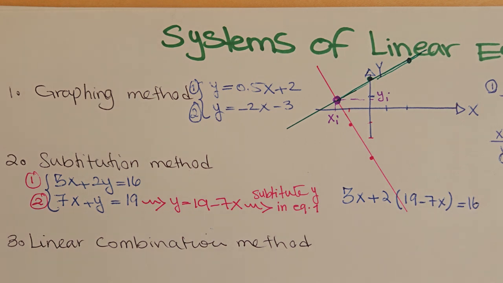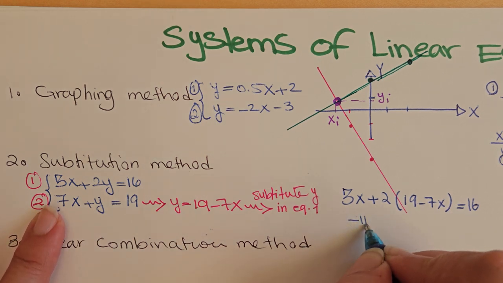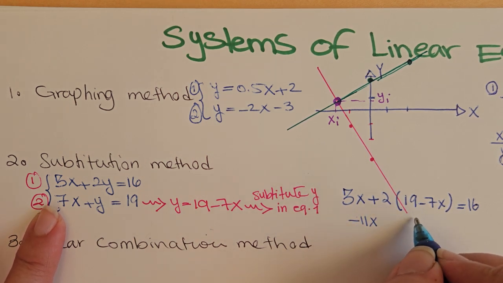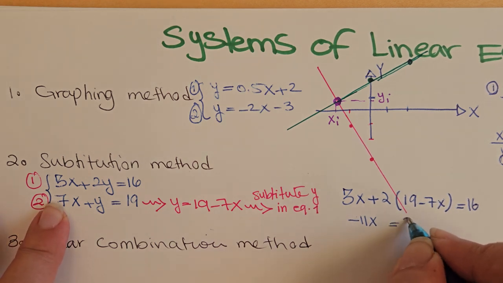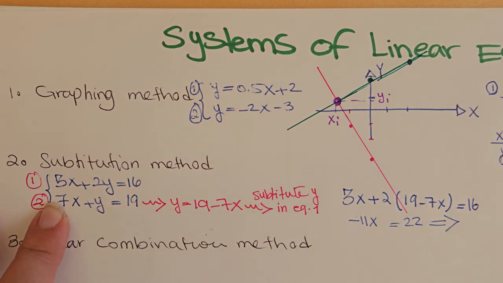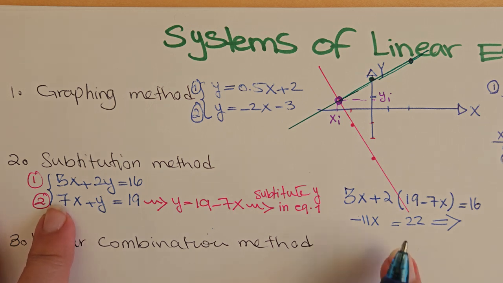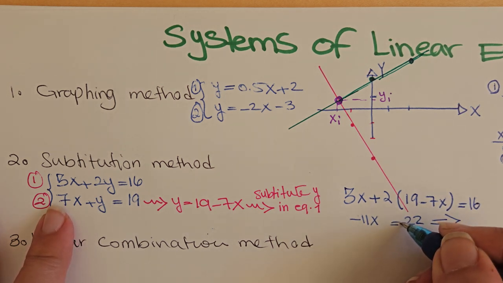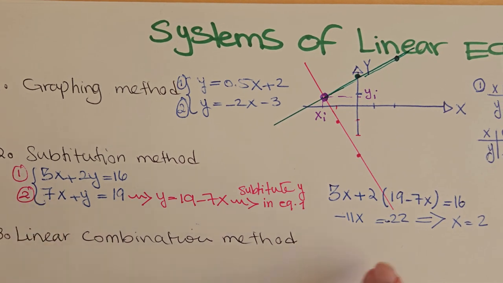So if I move around everything, I will have 3x here, negative 14, so that would be negative 11x. So 38 here, I move it to the other side, minus 16, that would be 22. So it's a linear equation. If I solve it, actually, if I move it to the other side, it would be negative 22. So from here, x is equal to 2. Now, I found the x coordinate of the intersection point.